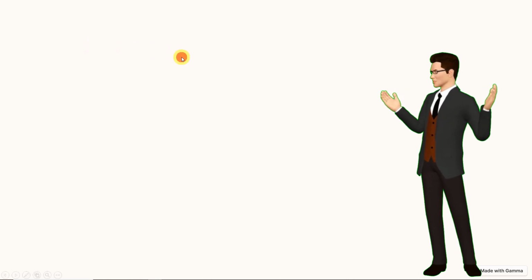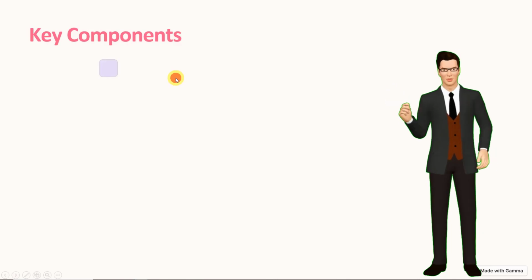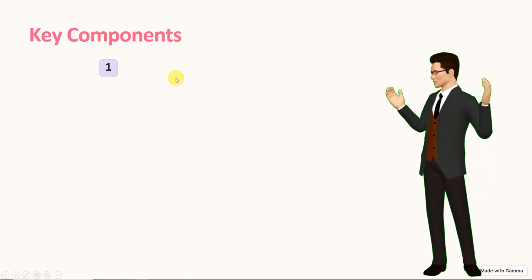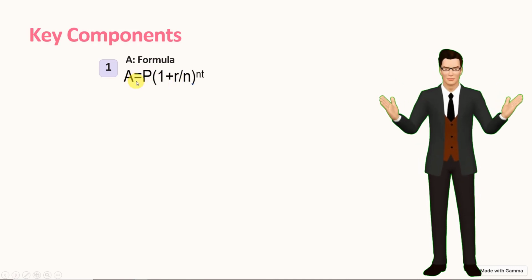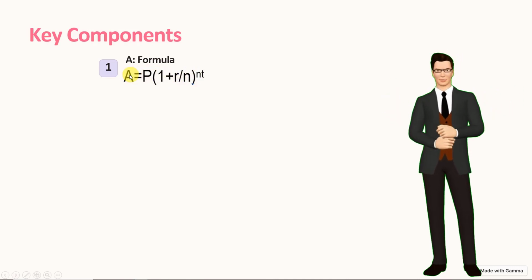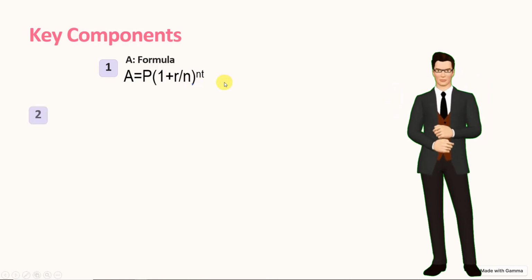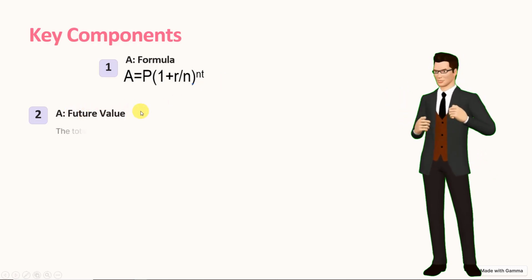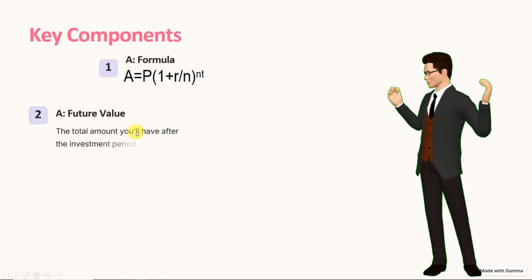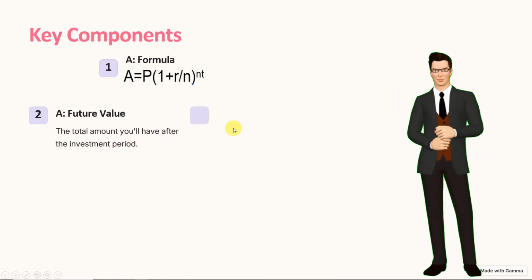Great, guys, let's have a look at some of the key components. The first one, of course, is the formula, and here we've got the formula. We will be talking about each one of these as we go along. The first one, A, the future value. That is the total amount you will have after the investment period.